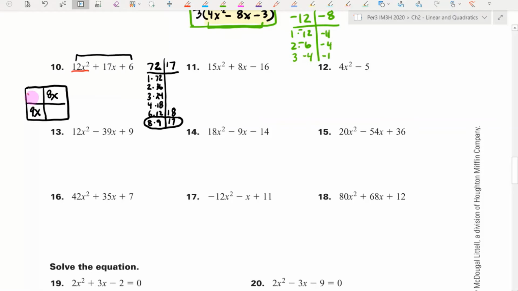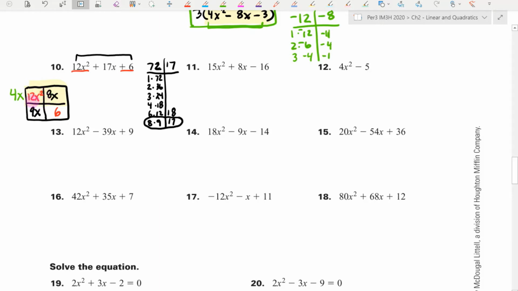The first term is 12x squared. The last term is 6. So again, we're going to try to see what these two have in common. We're going to definitely take out an x. 12 and 8, one number goes into both of them. So if you want, you could just think of those as if they were in a fraction, 8 and 12. How would you reduce it? You would divide them by 4. So 4x goes into both.